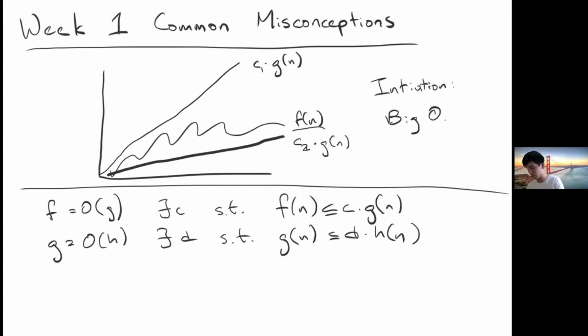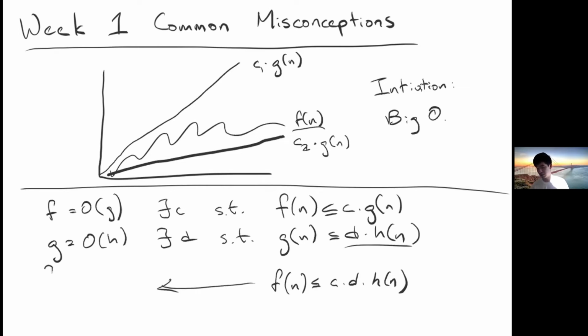In particular, what we can see from this is that F is less than or equal to C times G of N, which is less than D times H of N. So F is less than C times D times H of N, sort of just substituting in this expression here for G. And in particular, this implies that F is O of H. Hopefully that lines up with what you'd naturally expect.